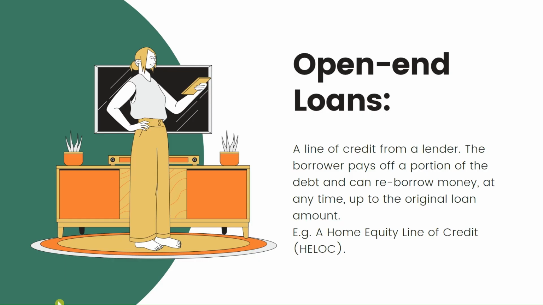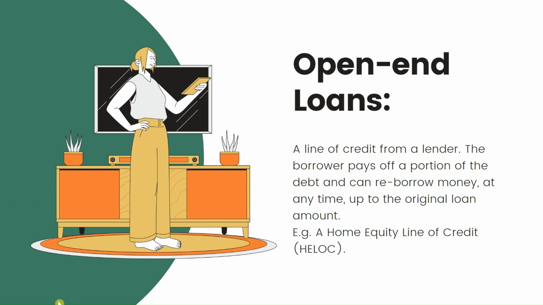Open end loan. Think of this as a line of credit from your lender. So you have this line of credit and you can borrow up until that amount, pay it off, and then borrow again, pay it off. So let's say you have $200,000, you could borrow 50, pay that off, borrow 10, pay it off, borrow 200, pay it off, and just keep going that way. But you cannot exceed the maximum allowed.